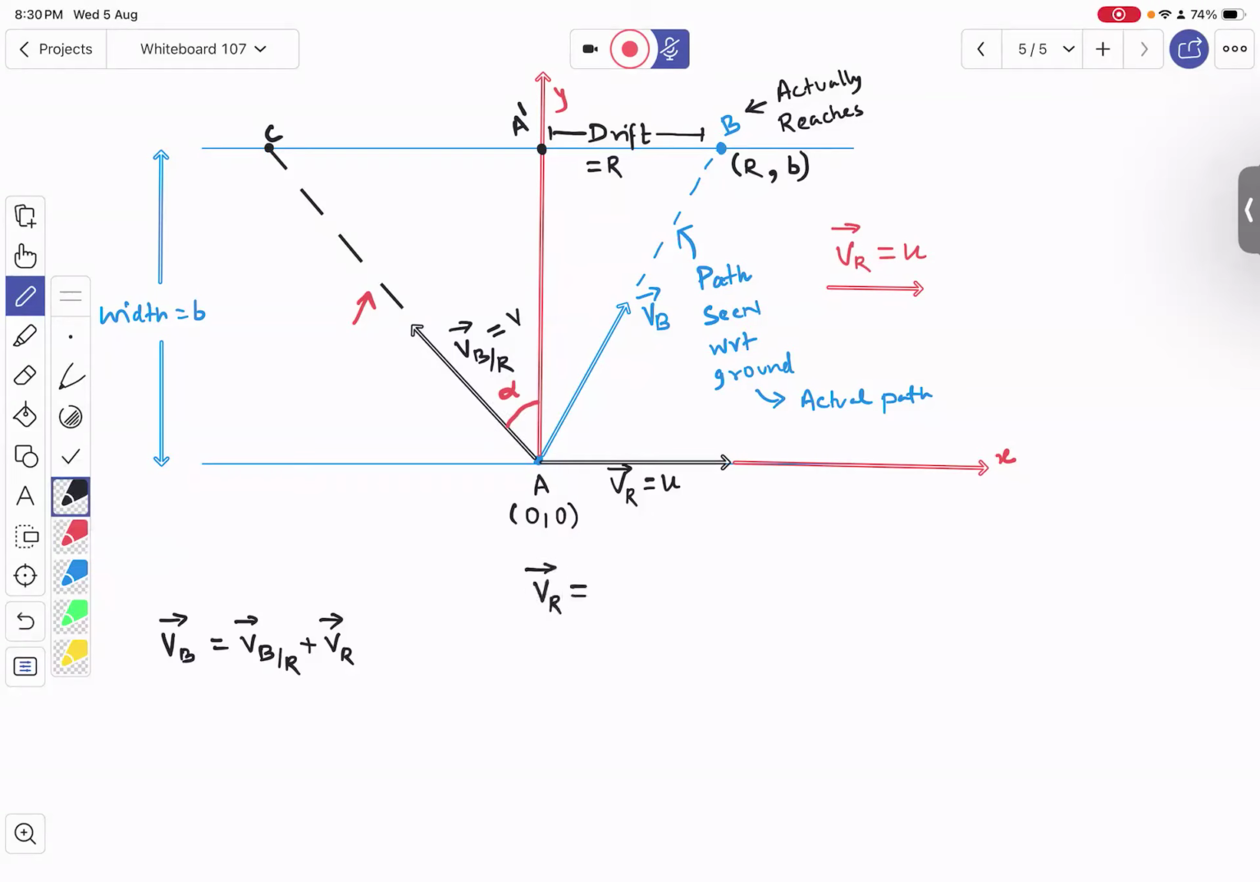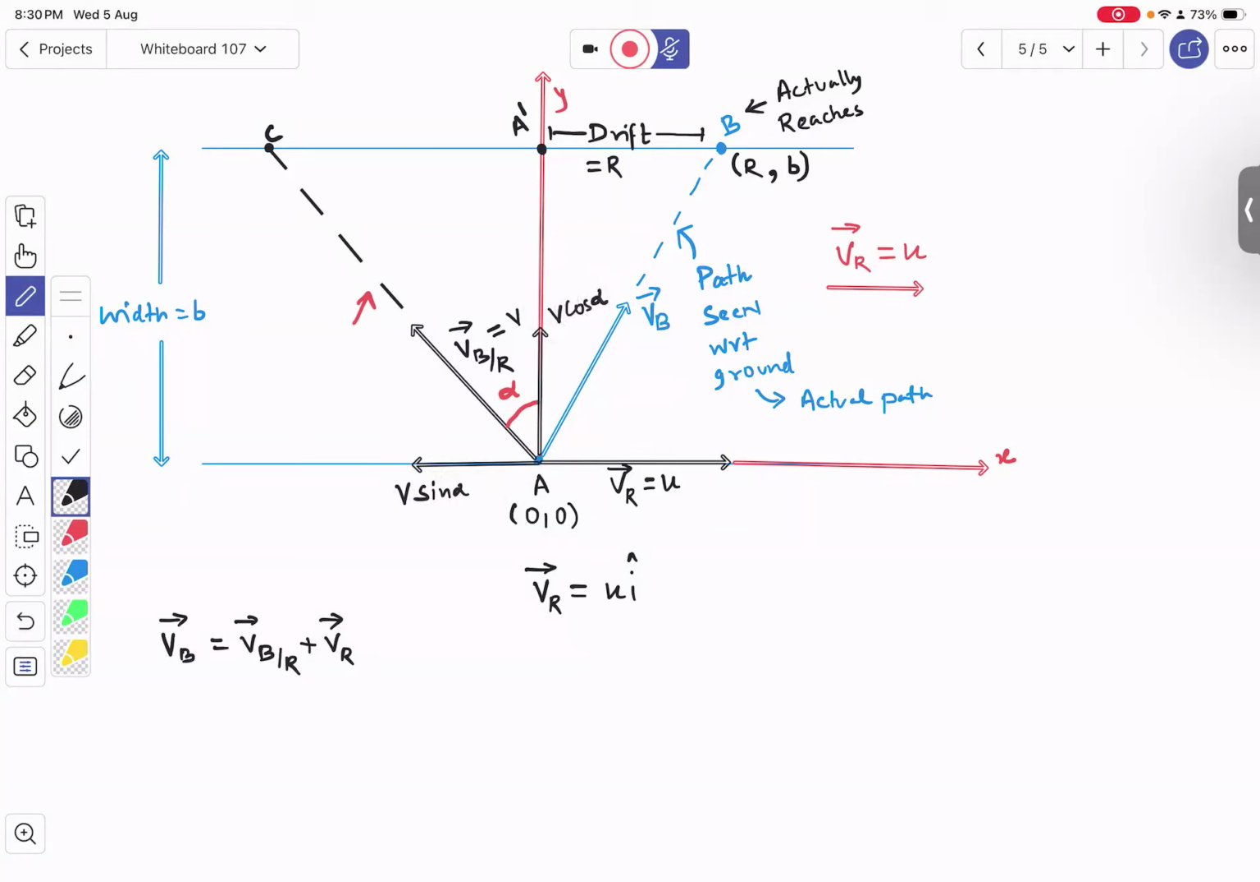So VR will be easy to write. It's only acting along X. It's going to be U i cap, correct? Now if I decompose this vector VBR, it has two components, one along Y and another along minus X. The minus X component is V sine alpha and the plus Y component is V cos alpha, no?